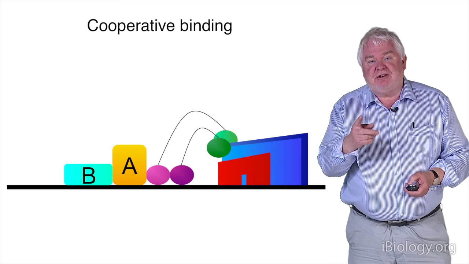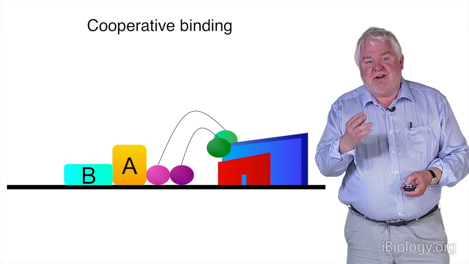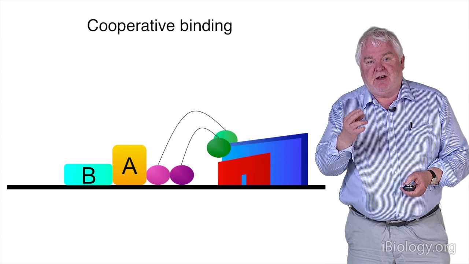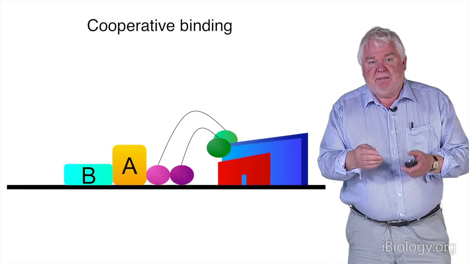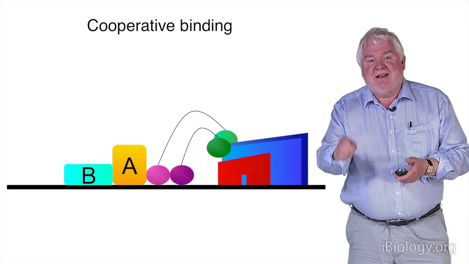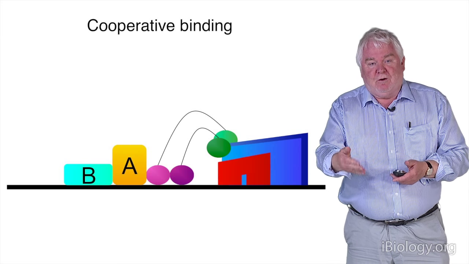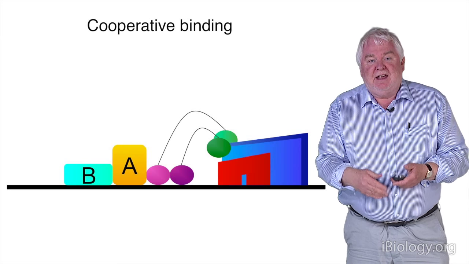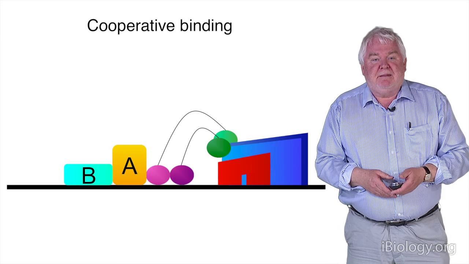So basically, this creates the same thing. This creates codependence on A and B. But this time, the codependence is due to the fact that A has to bind to B, and B has to bind to A, before the complex binds to the DNA and interacts with the RNA polymerase.